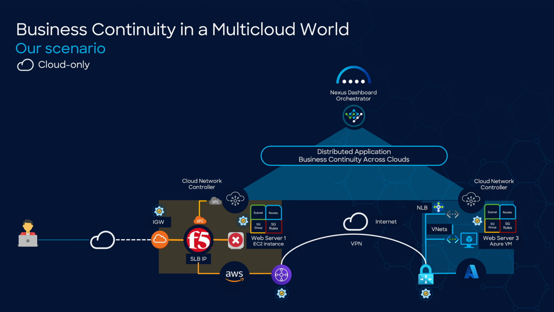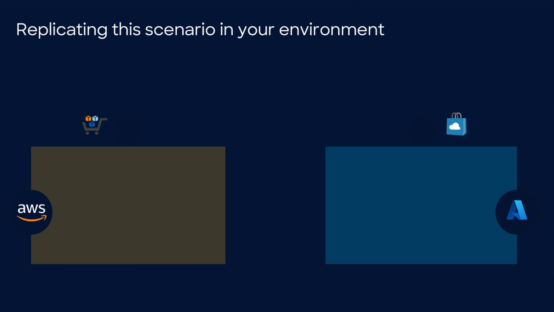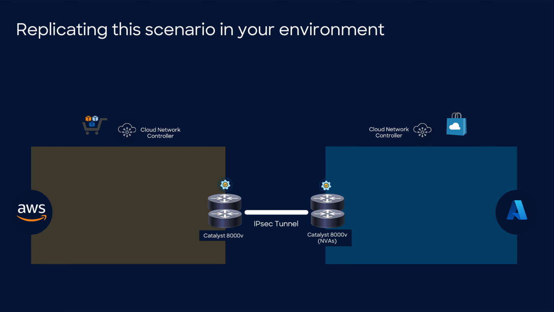Do you like it and want to learn how to configure it? Let's enumerate the building blocks of the solution. First, we would deploy a Cloud Network Controller from each marketplace. The process is automated. Once configured, the controller automates the creation of CAT 8000V instances that would interconnect both clouds.